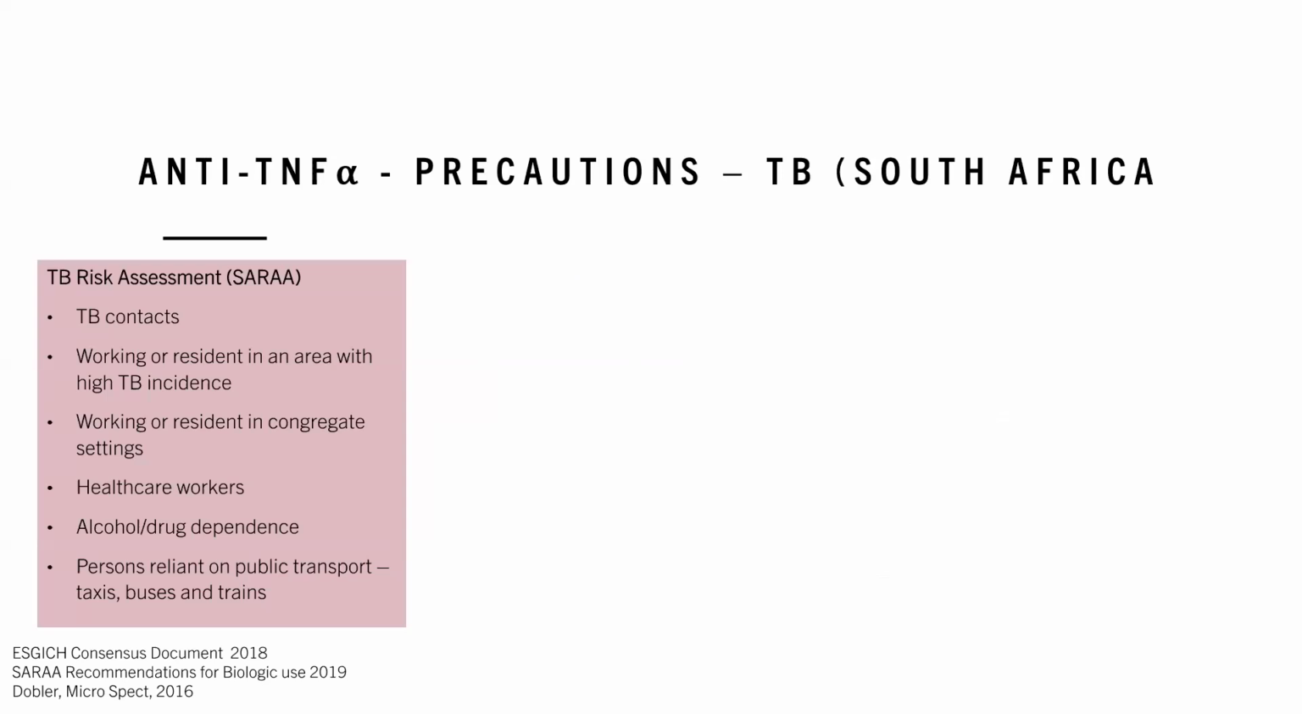We have local guidelines. The South African Rheumatological Association has also created guidelines on the use of anti-TNF. They suggest doing a TB risk assessment before you decide to put someone onto anti-TNF alpha. A risk assessment would look at those who are high risk, or patients who are contacts of TB cases, working or residing in an area with high TB incidence, which is, I guess, everywhere. If you're living in congregate settings, if you're a healthcare worker, so that's everyone here. If there's a history of alcohol use, people reliant on public transport. If you look at any of these, it's basically everyone in some way or another.